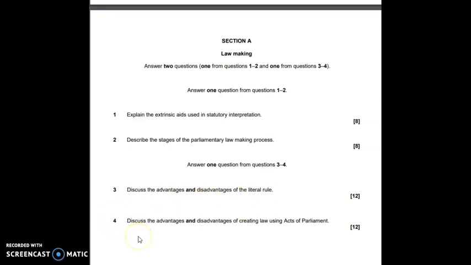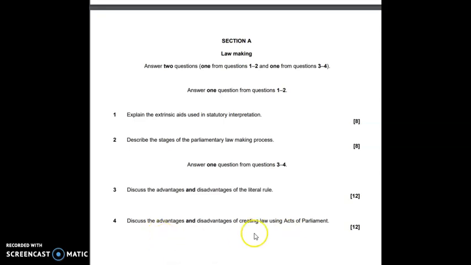Or the other option is to discuss the advantages and disadvantages of creating law using Acts of Parliament. So this one is asking you to consider what's the benefit of using Acts of Parliament rather than creating law through common law, through decisions in cases. That's the other way that we get law.